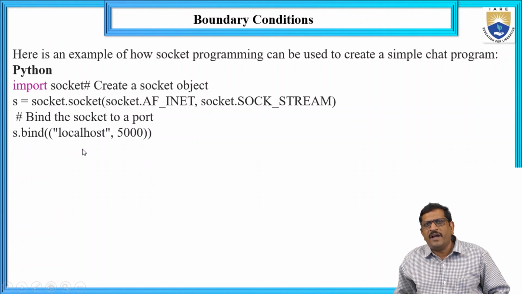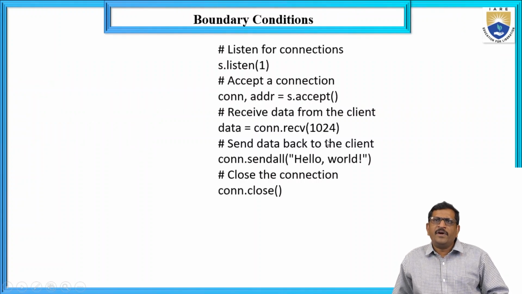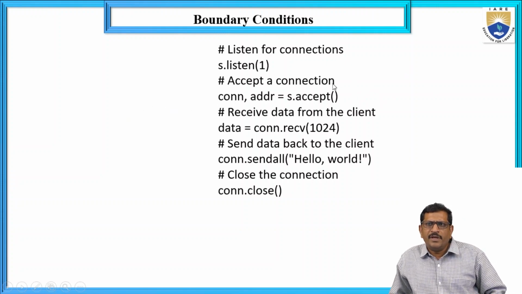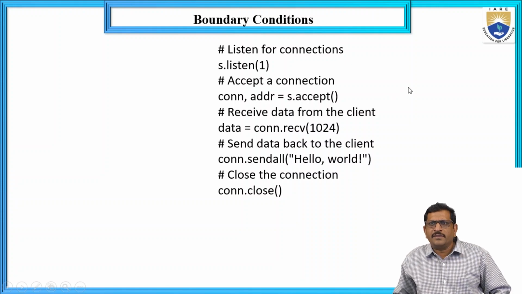That is s.bind, on the localhost, and listen for connections: s.listen, and accept the connection, that is connect, address = s.accept. Once it is accepted, only then can the chatting or communication start, server to client or client to server. If the server has failed, the accept function won't work.